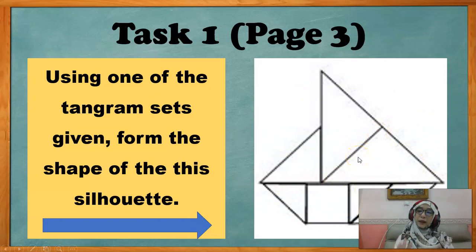After you have finished making the shape of the boat, I want you to use your glue and paste it in your module. So that is task 1. Again, I will repeat. Number 1, color. Number 2, cut. Number 3, arrange the shape. And number 4, paste in your module. I hope you understand. That is task 1. Okay, let's look at task 2.